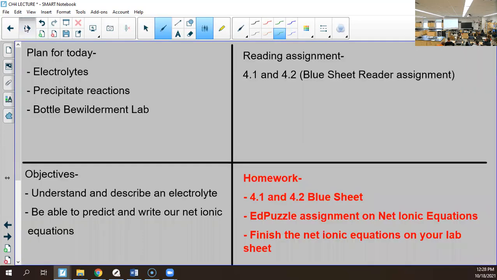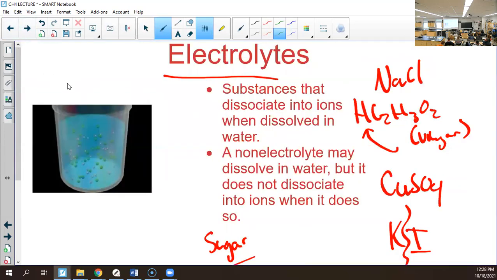Ooh, there's a lot of talking. All right, so an electrolyte. This is another vocab word that you should know. Hopefully you should. I don't know. It should be exactly the same, but I don't know how he teaches.